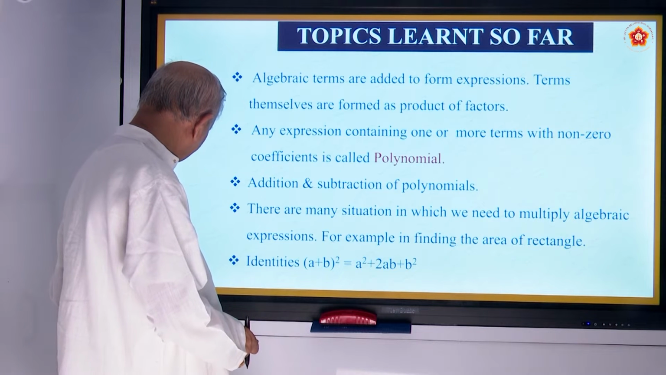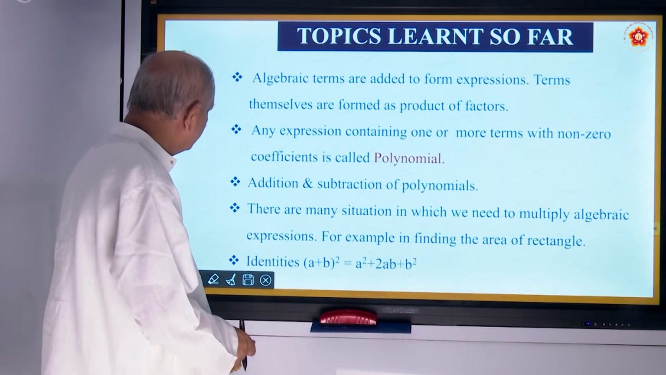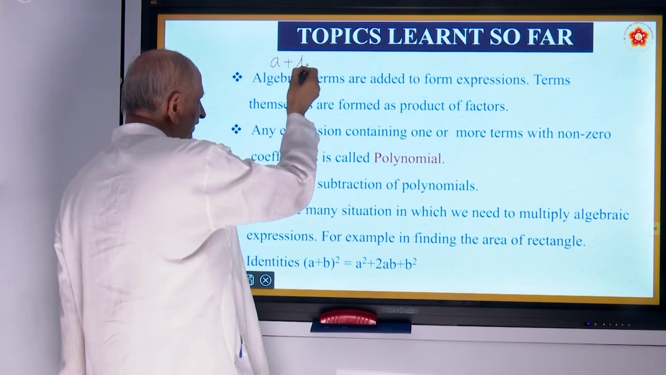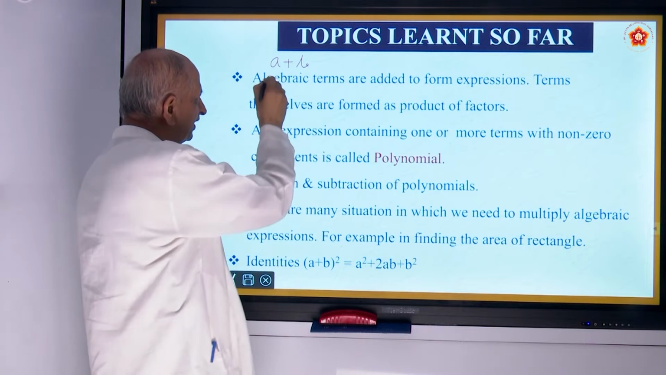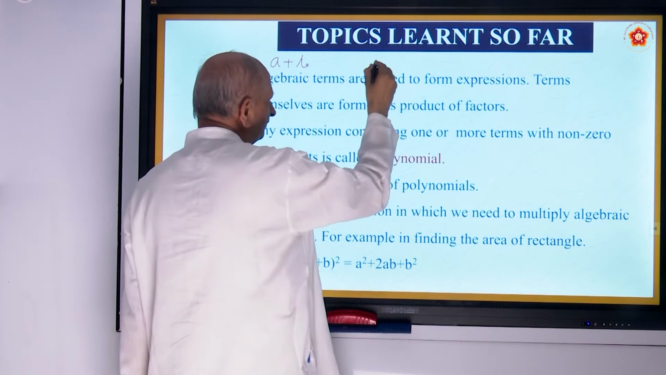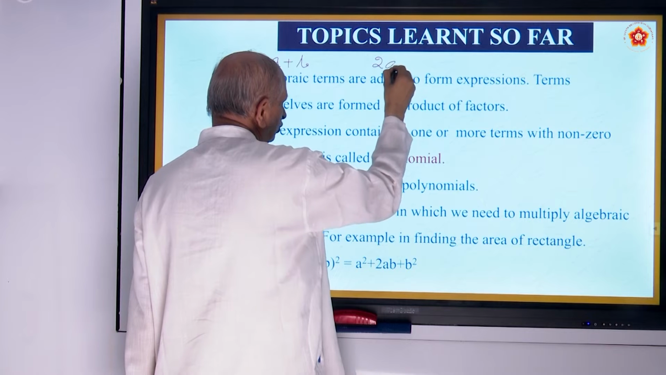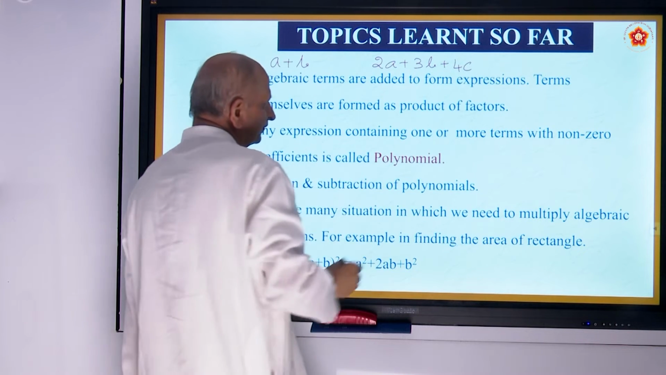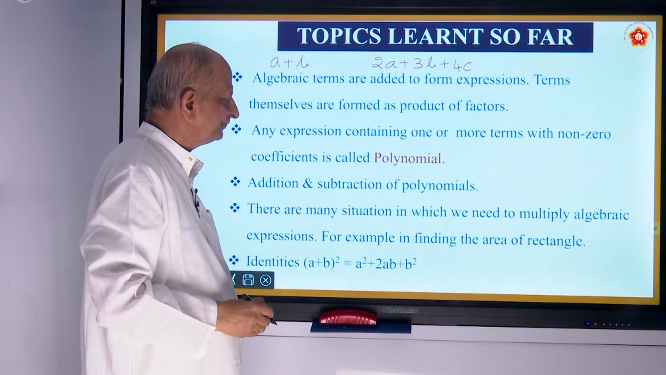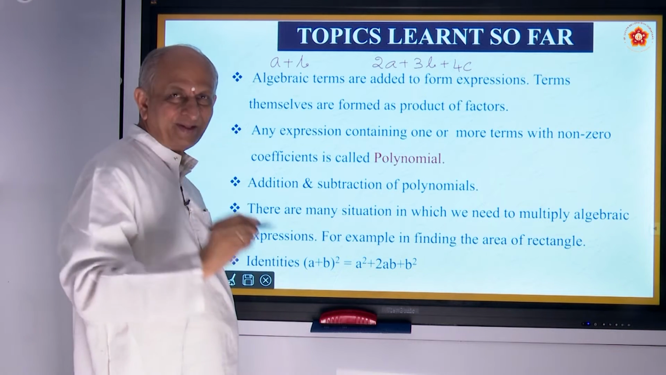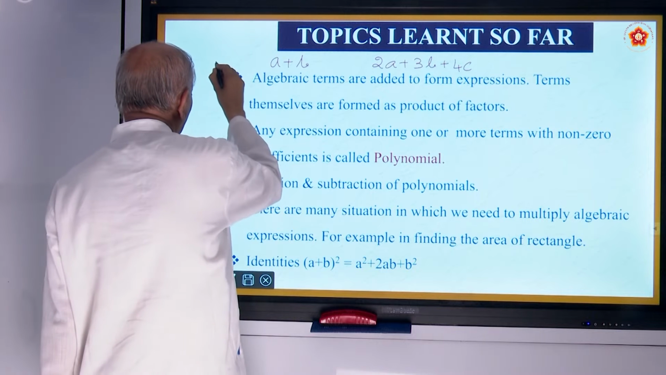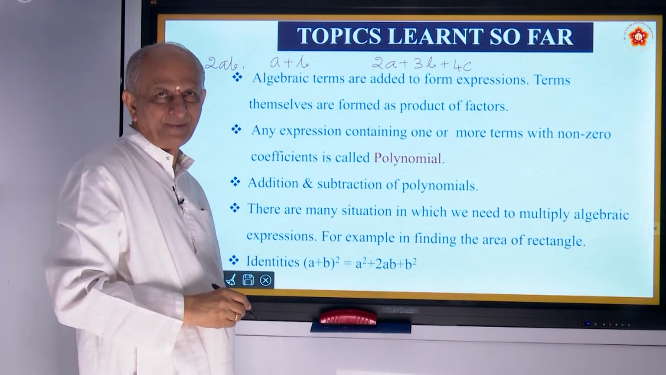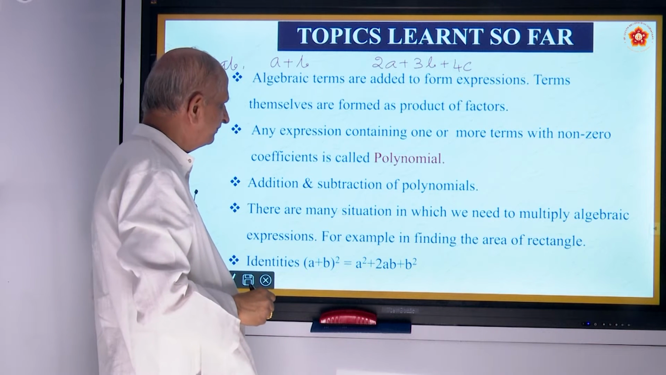There are 4 kinds of expressions, is it not? So if you say a plus b, a is called a term, b is called another term. If the addition is there, we call it an expression. And you may have 2a plus 3b plus 4c. What kind of expression is it? It is a trinomial. What is this? Binomial. What about this, 2ab? Monomial. So there are different kinds of expressions.